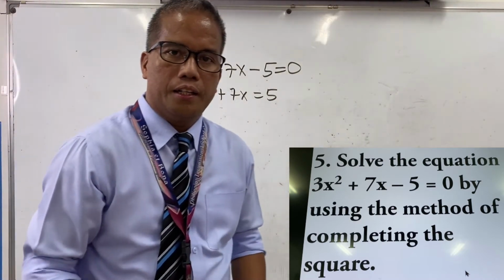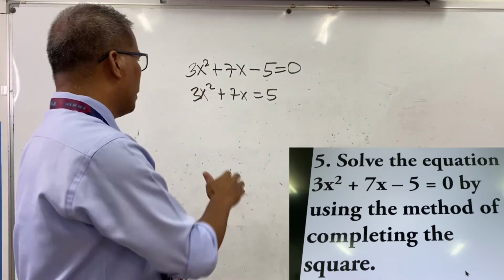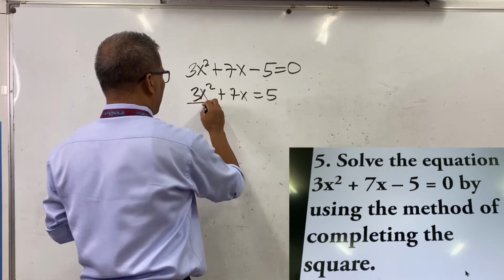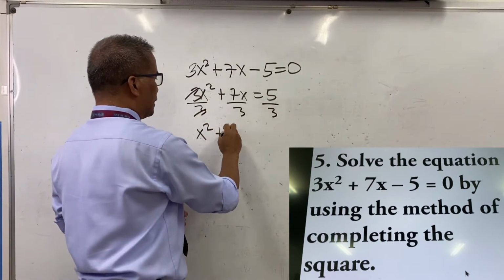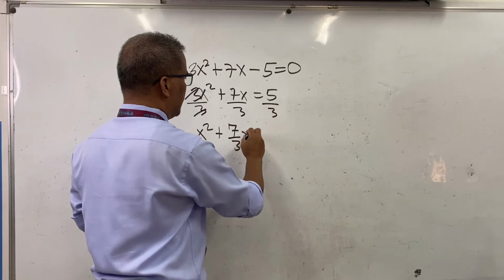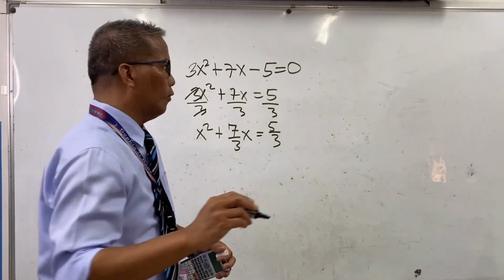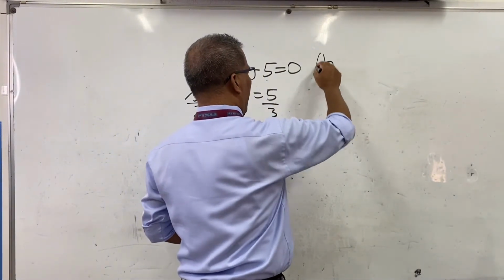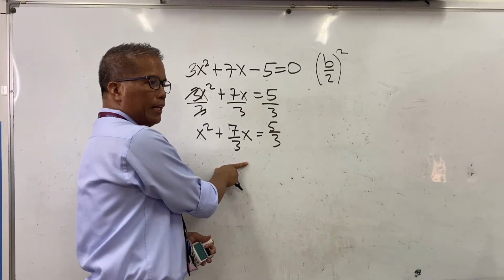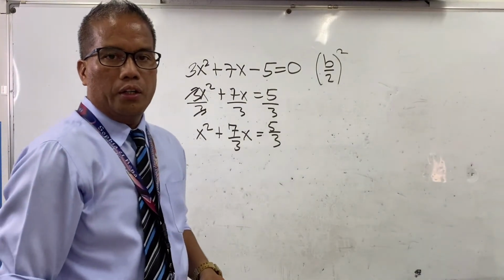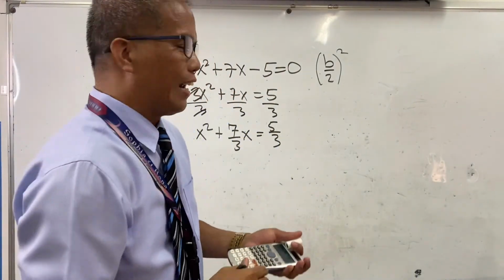Then check the numerical coefficient of x squared. It should be positive 1. So here we have 3. We will divide all the terms by 3. So cancel this: x squared plus 7 over 3x equals 5 over 3. Then use now b over 2 raised to 2 to complete the trinomial here, or to get the PST, perfect square trinomial.